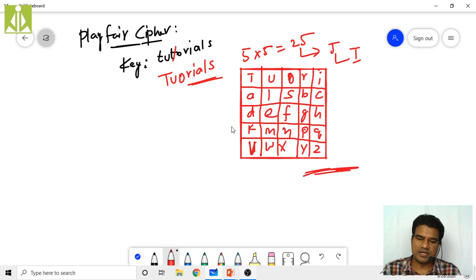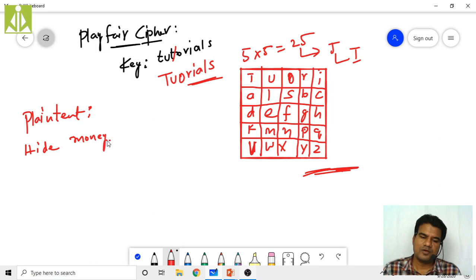So now you have the key table. Now how are we going to get the plain text to ciphertext conversion? So let us assume our plain text is hide money. So this is my plain text. I want to send this plain text to my friend confidentially, after performing the cryptography, we can say.